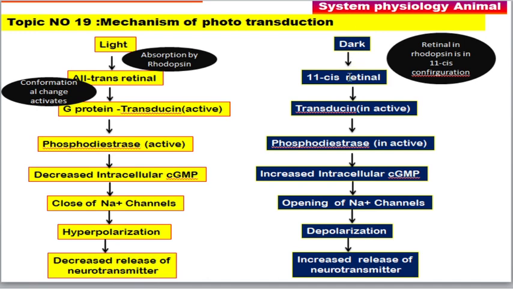Whereas in the dark, the retinal will be in the 11-cis conformation. As a result, in this conformation, it cannot activate transducin. So transducin will be in an inactive stage and phosphodiesterase will become inactive. As a result, they cannot convert the cyclic GMP into 5' GMP. As a result, the intracellular concentration of cyclic GMP will start to increase to a peak. Once the cyclic GMP concentration increases, it will open the Na plus channels. Then more Na plus ions will enter the rod cells. As a result, if more positive ions are coming in, then the cell will be in a depolarization stage, where at this stage the release of neurotransmitter will be high or increased.